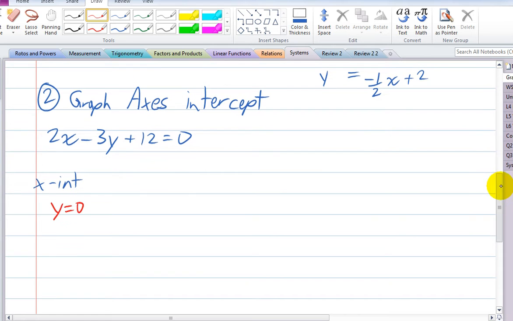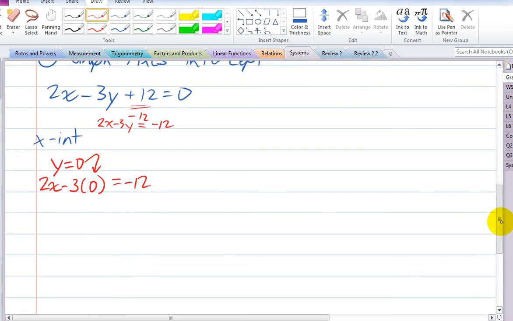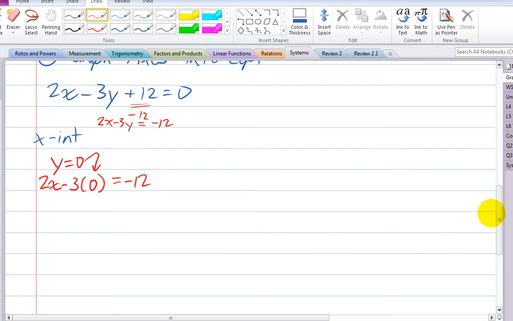Okay. Now, what we can do is move this plus 12 to the other side right away. How would you move a plus 12? Minus 12. Okay. And so you're going to get 2x minus 3y equals negative 12. And when you substitute in now, you get 2x minus 3 times 0 equals negative 12. So your y becomes 0. Go ahead, solve for x now. This is what you should have done in review 2 several times, and you didn't. You just guessed at it.